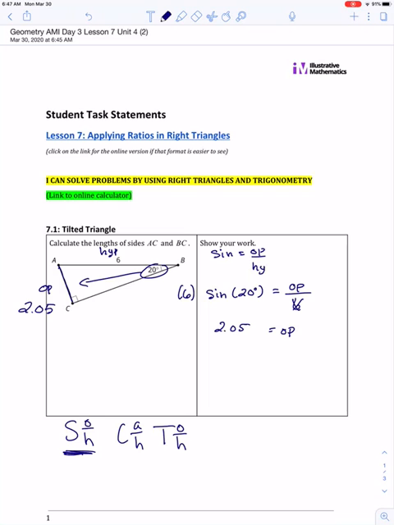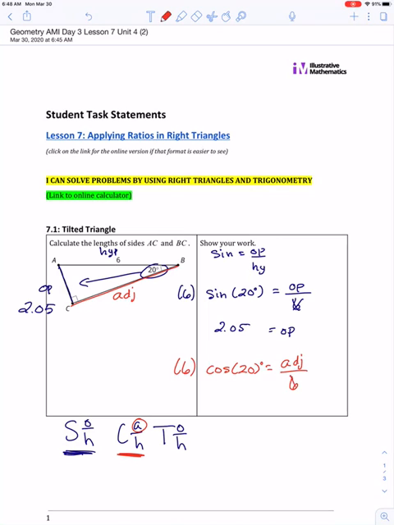Okay, now we're going to look at finding the other one. So now I need this, which to 20 degrees is my adjacent side. And then again, I'm going to go back to use hypotenuse, so that's cosine. So now I want cosine of 20 degrees, and that's going to be my adjacent, which we don't know, over hypotenuse, which is 6.